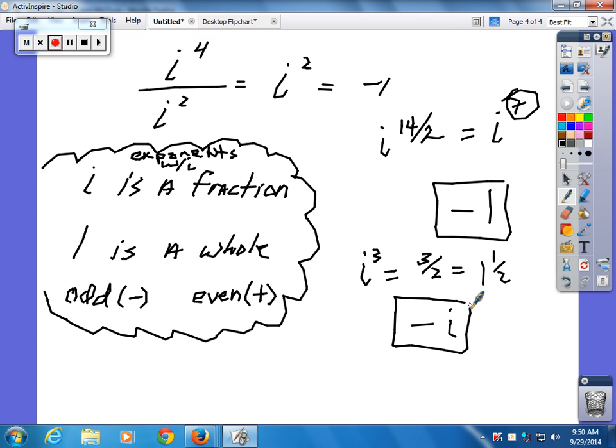All right, i to the 12th, or i to the 26th, or whatever you want to get. Let's do another one. Let's do i to the 24. Okay, i to the 24. 24 divided by 2 is what? 12. What is 12? Even, so your answer is positive. And is 12 a whole number or a fraction? Whole number, so your answer is positive.